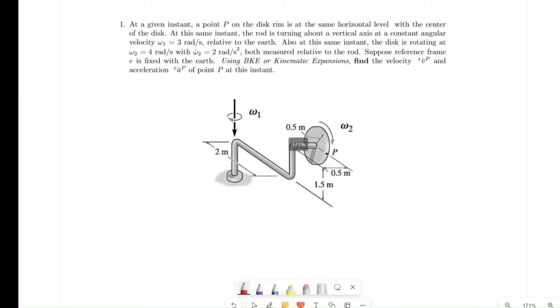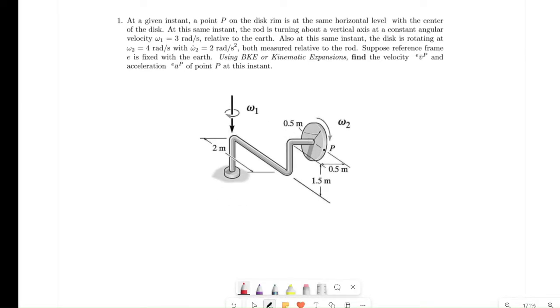At a given instant, a point P on the disk rim is at the same horizontal level as the center of the disk. At the same instant, this rod, which is this entire thing, is turning around the vertical axis at constant angular velocity omega 1 equals 3 relative to the Earth.